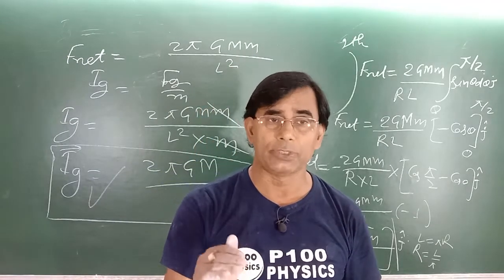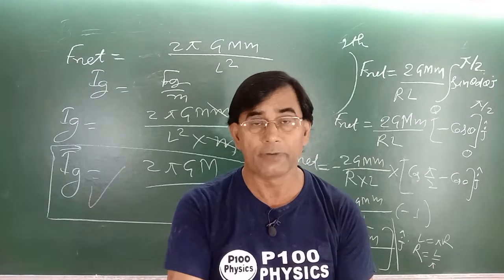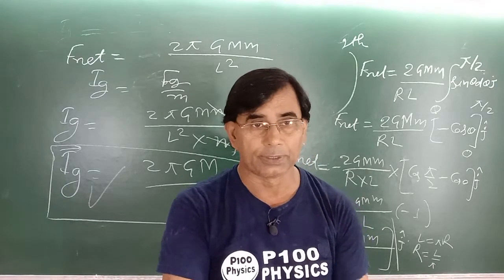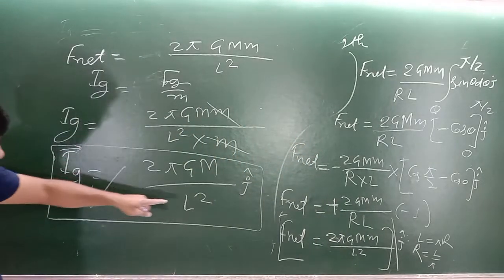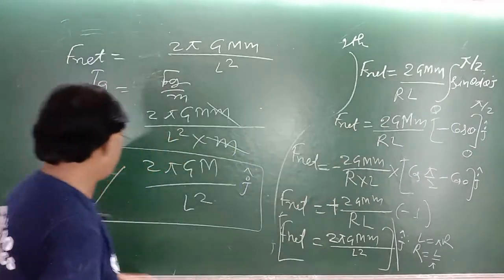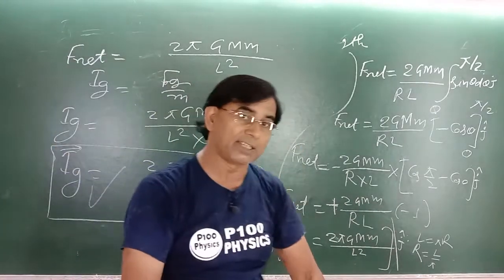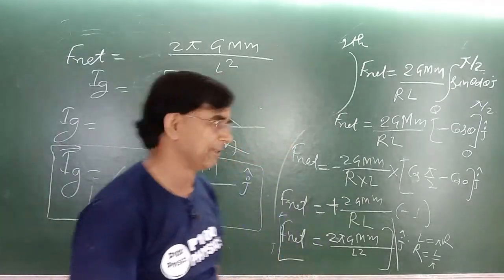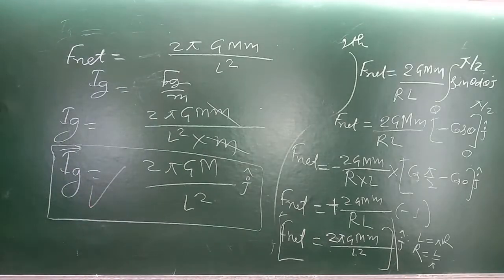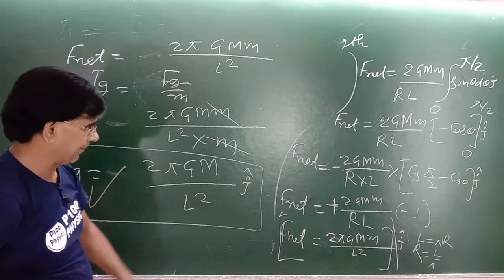it shows the value is less than 0. But when the negative sign is with any vector quantity, it shows the direction. Let's say Ig is in the direction of y, and if we put a minus, it will be minus j. Minus j means the direction of Ig will be reversed, which is not possible. Therefore, Ig will be 2 pi g m by L square into j.